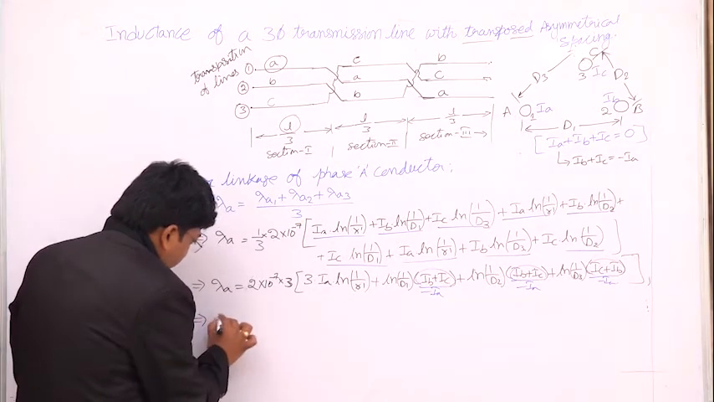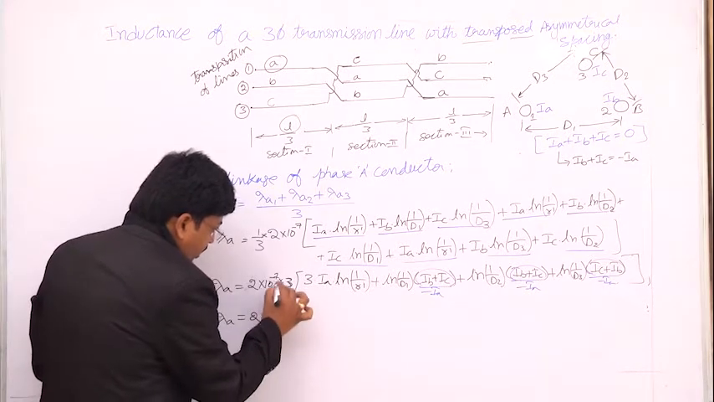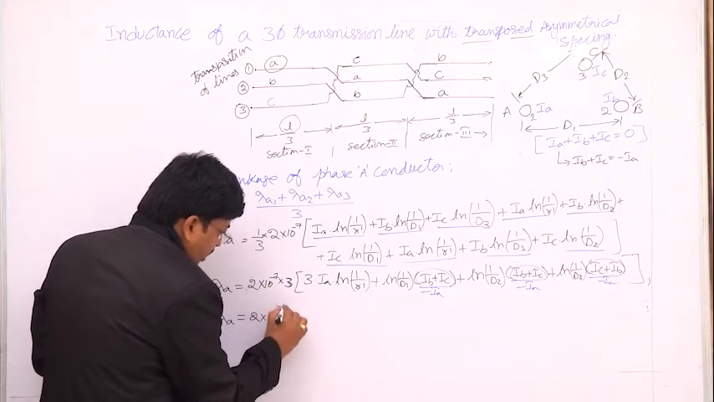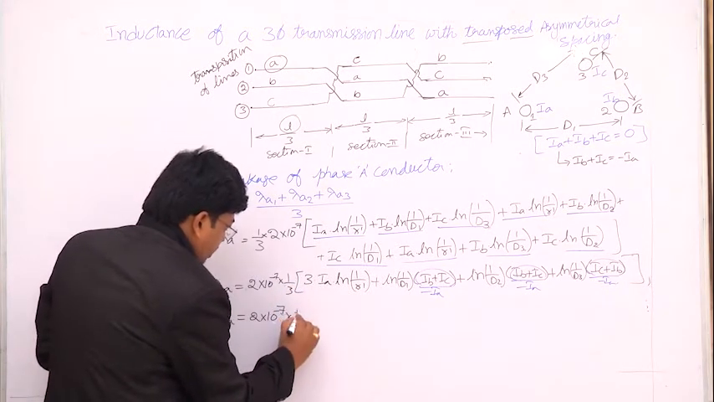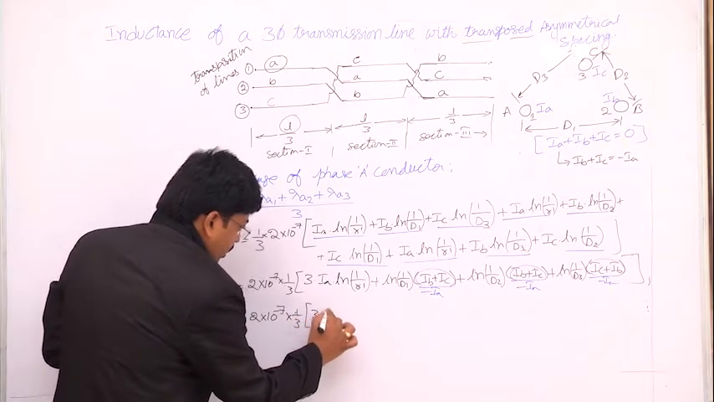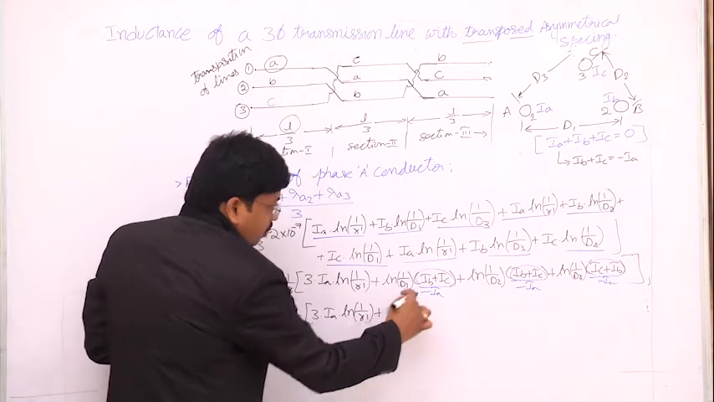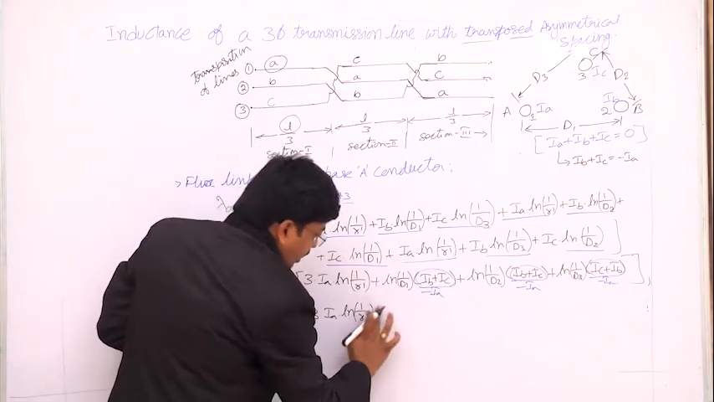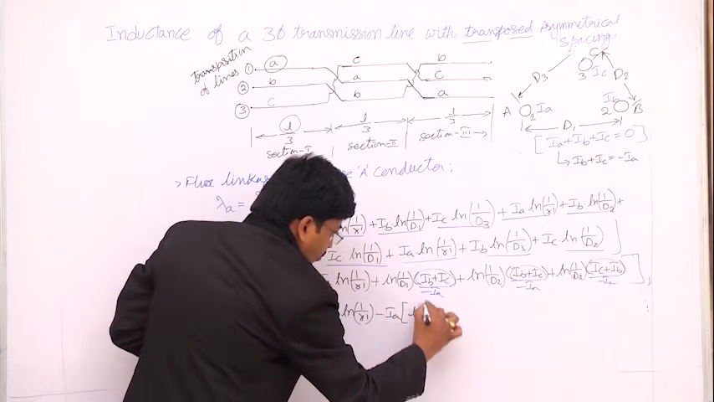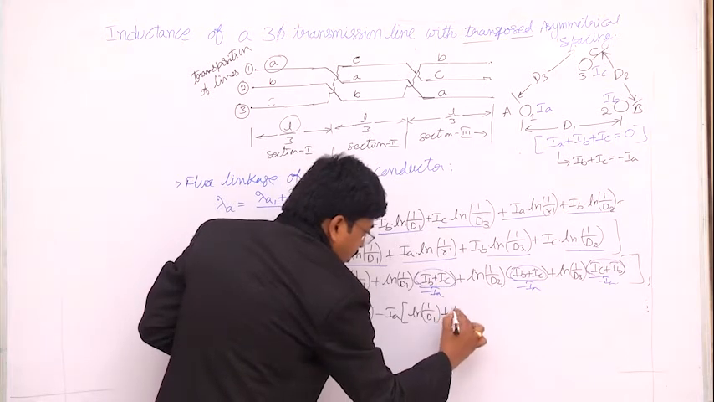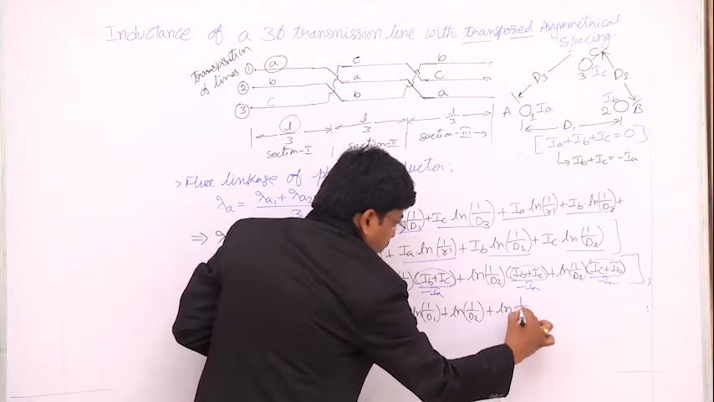Now this equation becomes lambda equivalent to 2 into 10 power minus 7 into 1 by 3 into 3 into IA into logarithm of 1 by R dash. From these three terms, second, third and fourth, I have taken minus IA as a common factor. Now here, logarithm of 1 by D1 plus logarithm of 1 by D2 plus logarithm of 1 by D3.